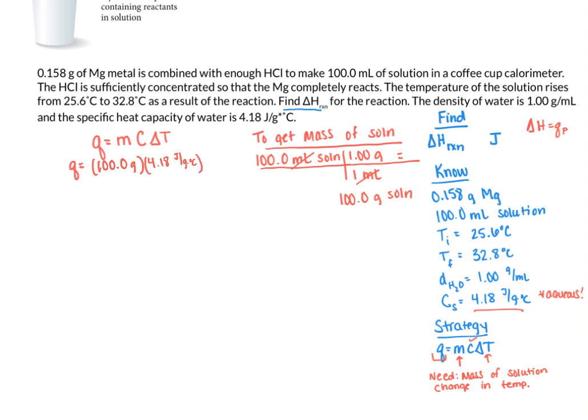Now we need to find our delta T. So to get delta T, we want to do T final minus T initial. Our T final is 32.8 degrees C, and then subtract 25.6 degrees C. And that's going to give us 7.2 degrees C. So notice the significant figures there. It's subtraction, so when we're doing significant figures rules for subtraction, we go by place value, not number of sig figs.